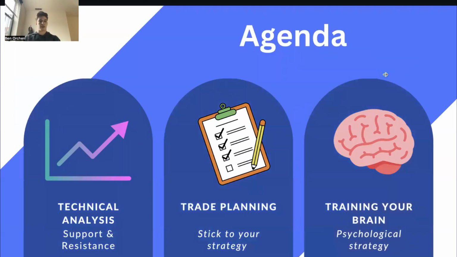The agenda for today. Based on topics that were requested, what we got was technical analysis, trade planning, and training your brain. Call it the three T's or however you want to put an acronym on it. Specifically, we'll be speaking about support and resistance and how to find them. We'll be speaking about sticking to your strategy, and we'll also be speaking about psychological strategy. Again, these are all topics that we've spoken about at length before, but hopefully you could take a thing or two from some stuff that I've included that maybe we haven't spoken about previously.